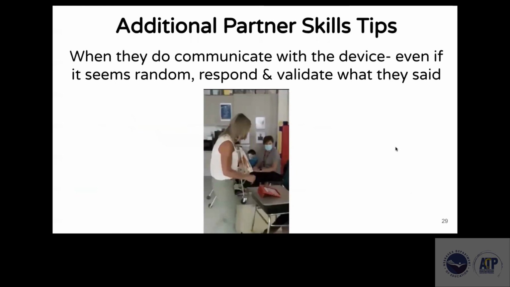And then when they do communicate with a device, even if it seems random and doesn't really go with what you asked or what you commented or what the activity is, I always respond and validate what they said.